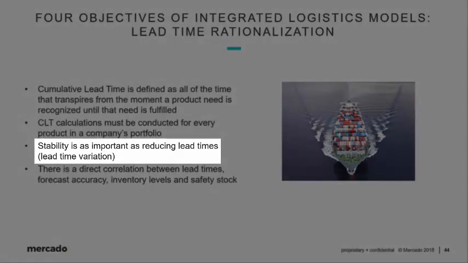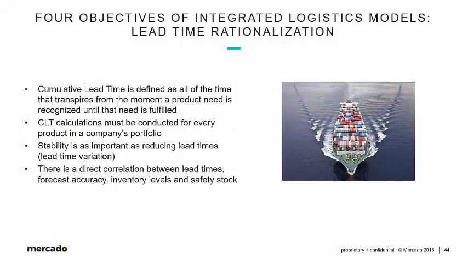Stability is as important as reducing lead times, what's referred to as lead time variation. We not only want to reduce lead times, but if we ship from Yantian to Long Beach 300 or 400 times a year, we want that lead time port to port to be 13 days as often as possible. We don't want it to be 13 days this week, 20 days the next week, 22 days the next. There's too much instability, too much variation. That has a damaging effect on inbound supply chains. We want to focus on, sure, reducing lead times, but making them stable.